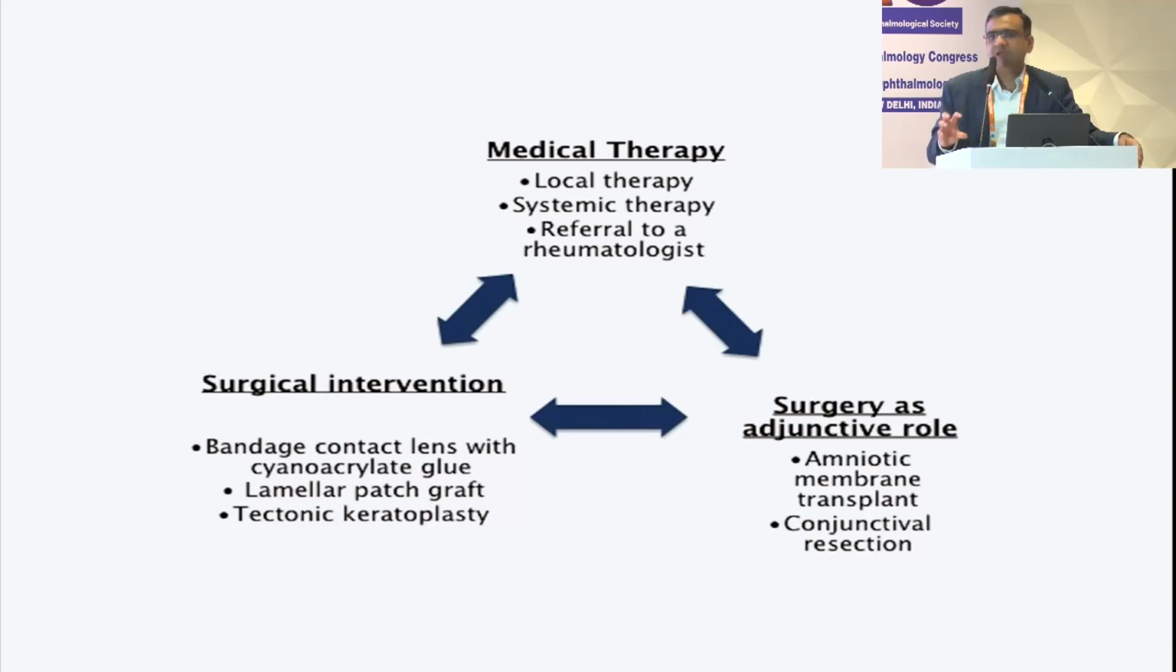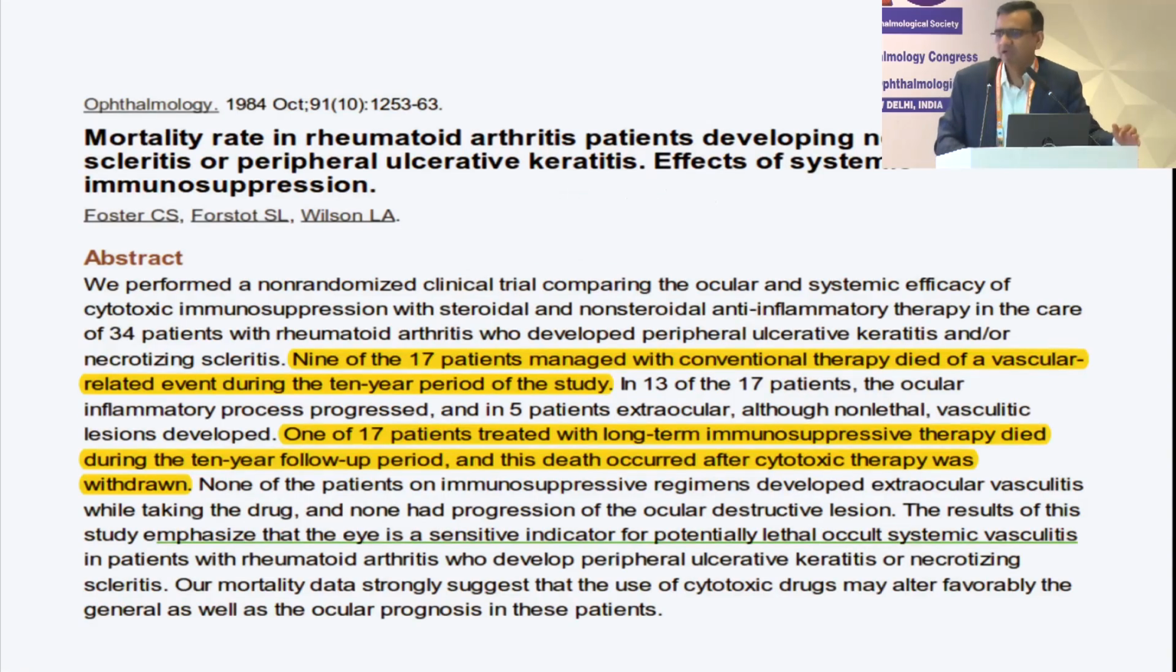So medical therapy is the key part here, and the other things are adjunctive. If you do just surgery, it is going to fail. If you want to do surgery, it should be done under the cover of appropriate systemic therapy. And why is it important?